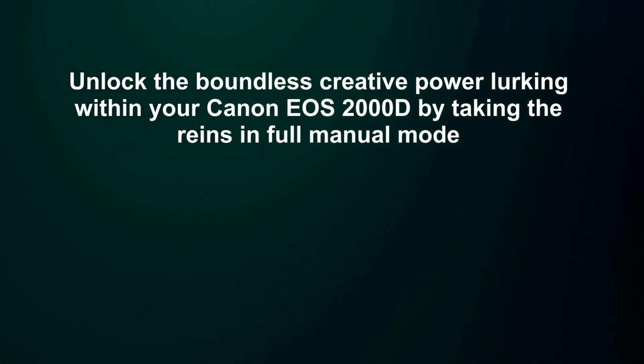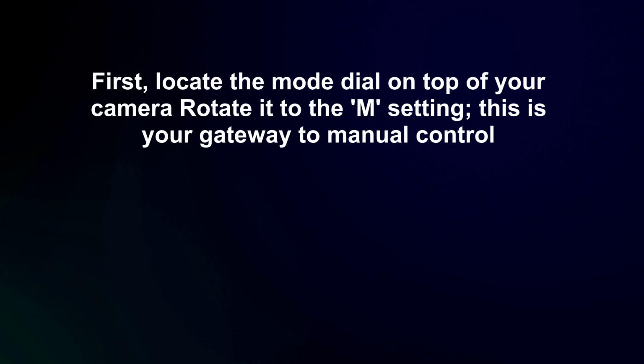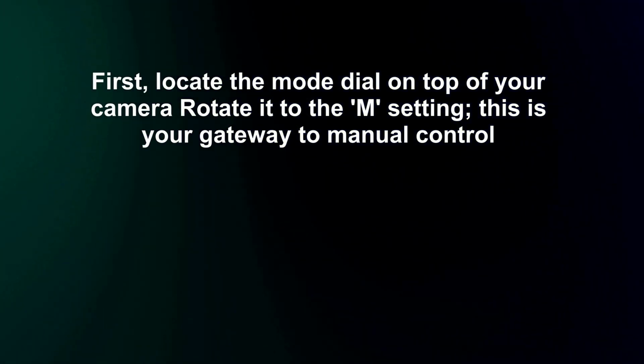Unlock the boundless creative power lurking within your Canon EOS 2000D by taking the reins in full manual mode. First, locate the mode dial on top of your camera and rotate it to the M setting. This is your gateway to manual control.